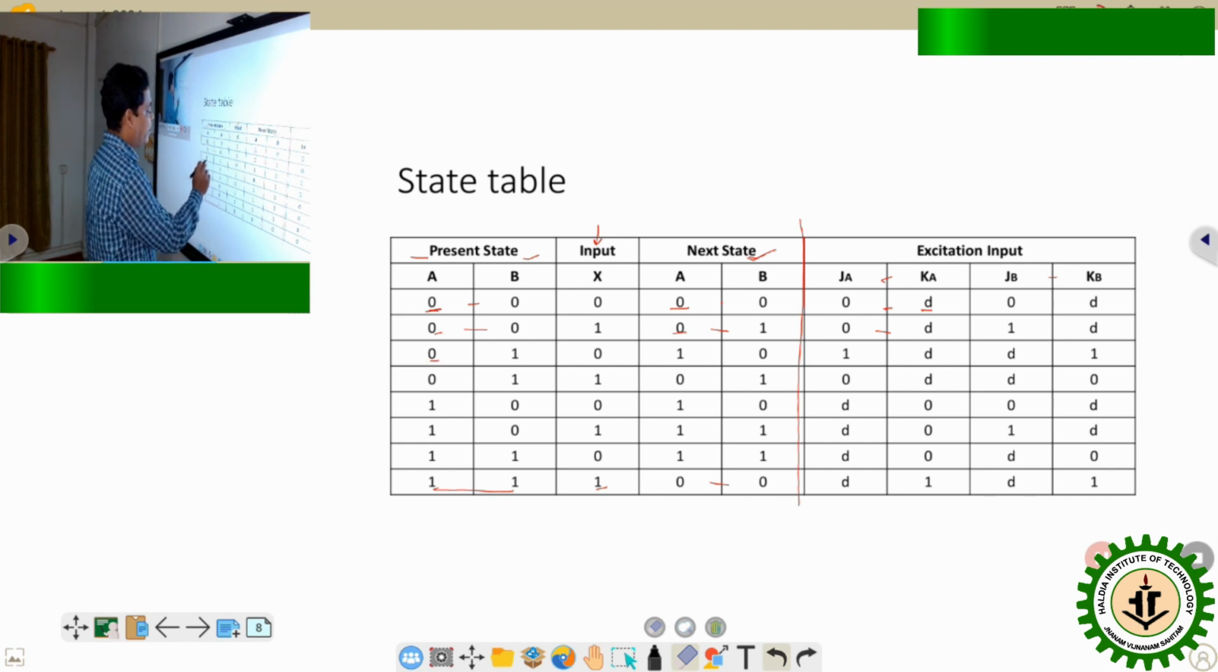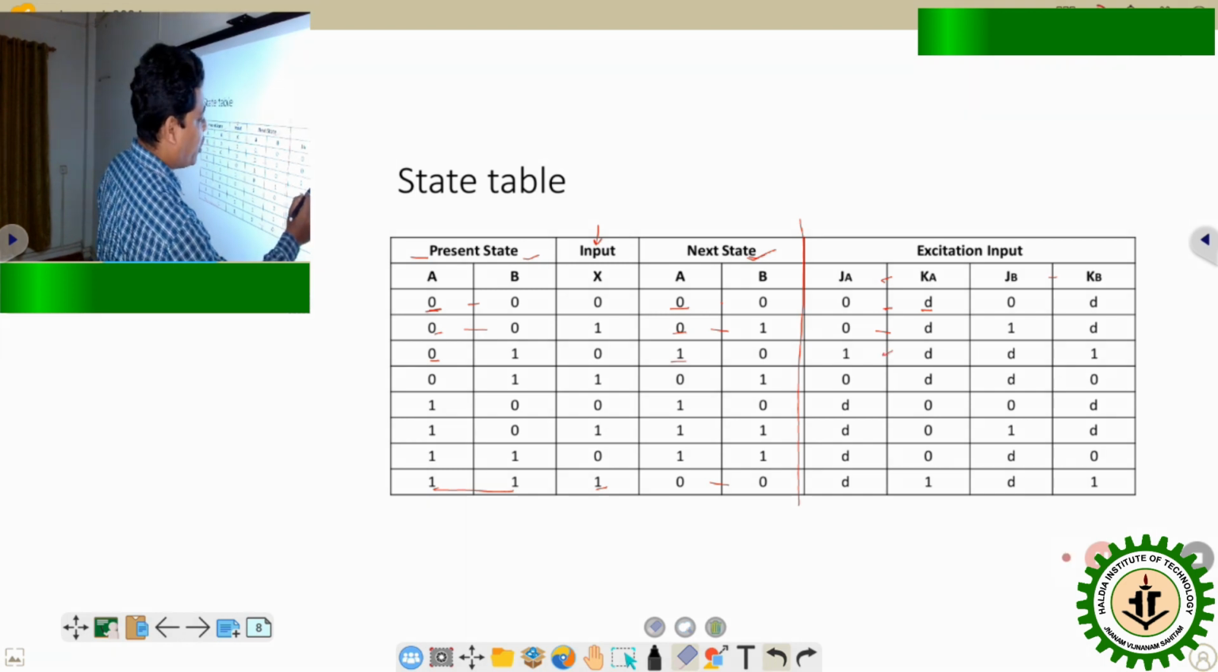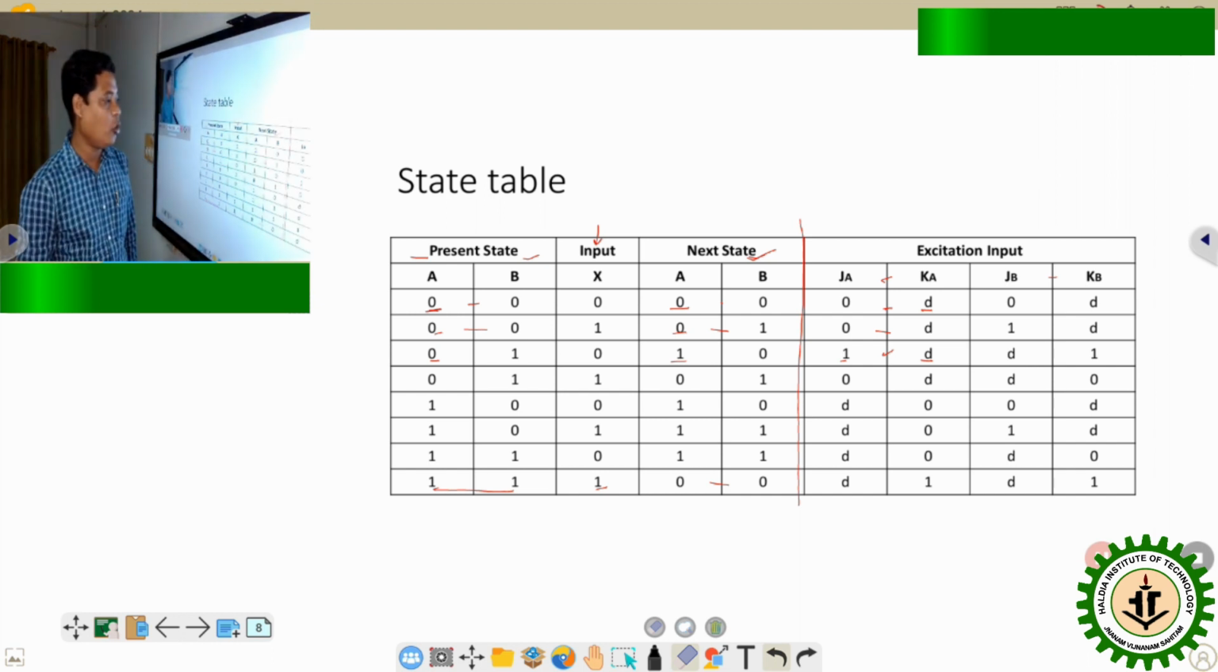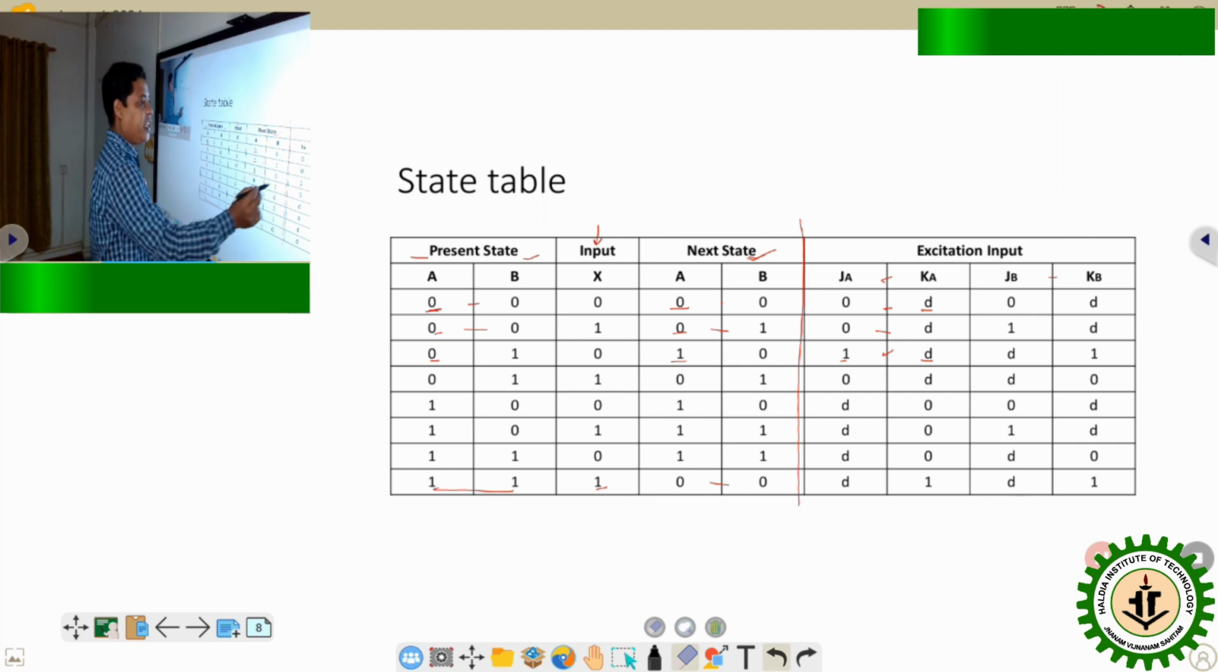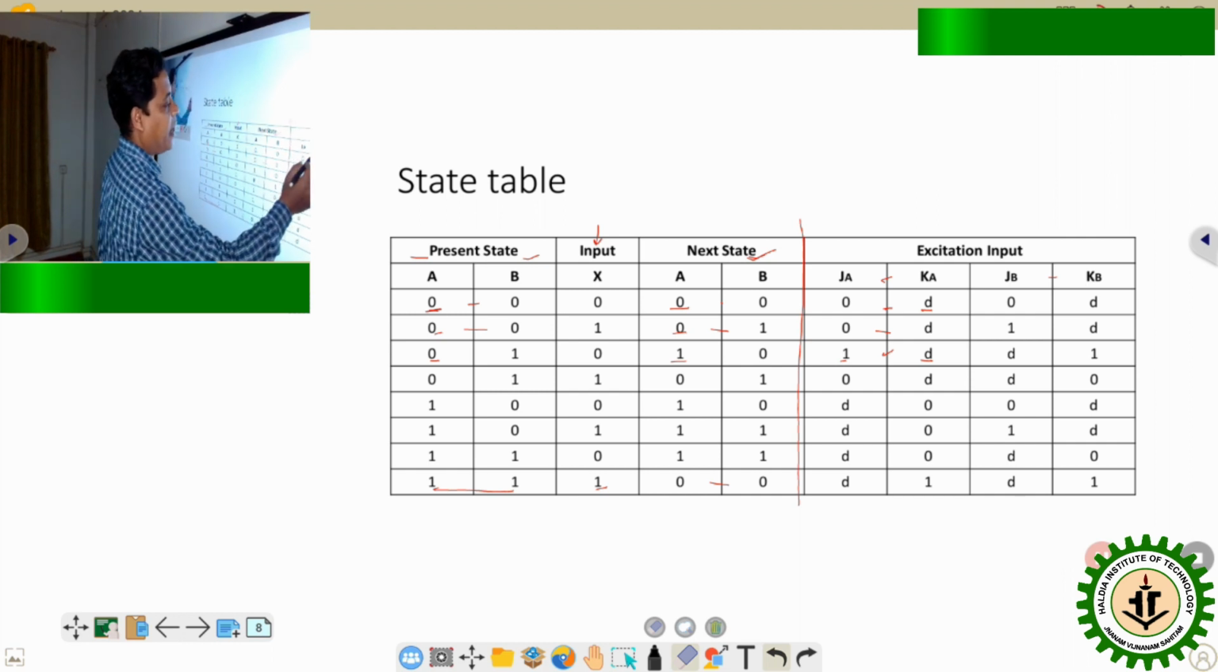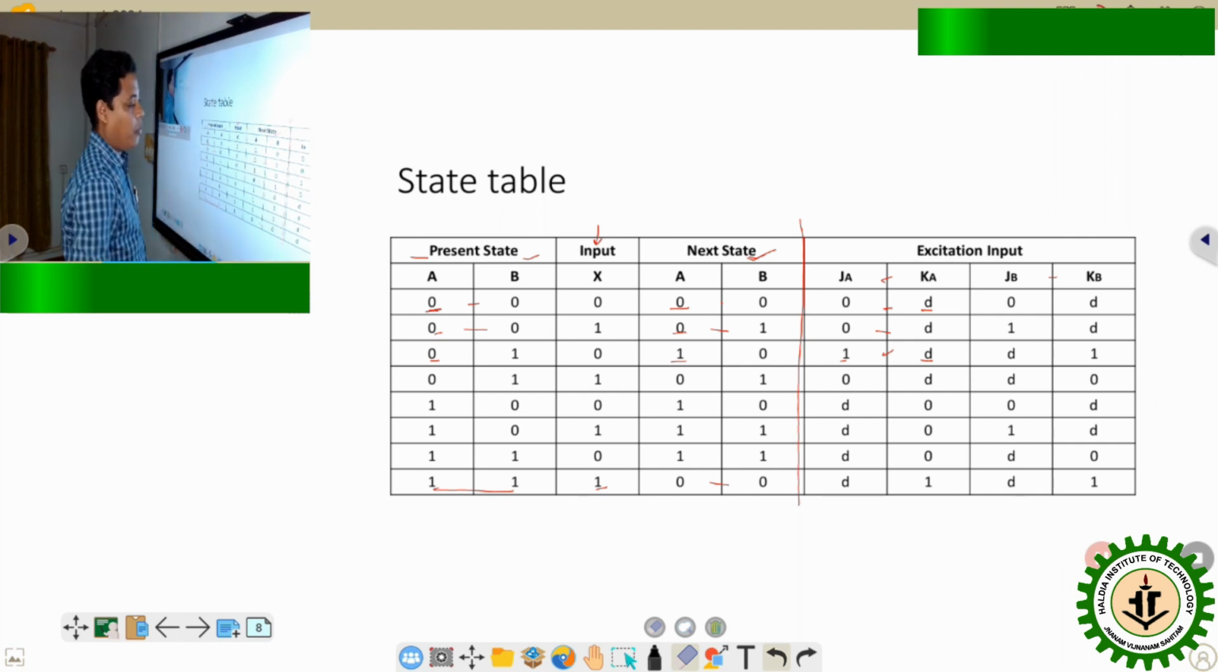For the third situation, it can be observed that the present state is 0 and next state 1. That's why the excitation input is changed from the previous to J should be equal to 1 and K maybe don't care, either 0 or 1. So accordingly, J and K of the first flip-flop excitation table is prepared.